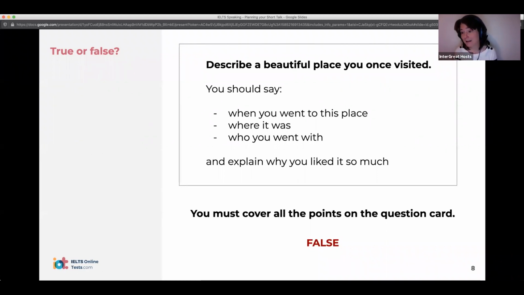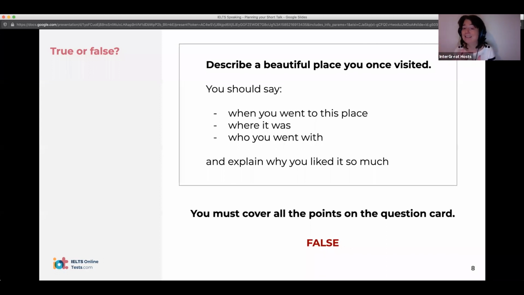And in fact, if you just answer those questions, very likely you're going to run out of things to say after about 30-40 seconds. So it doesn't really matter about the bullet points, as long as you're answering the question, as long as you're starting with a beautiful place that you visited, you don't need to worry too much about the detail. You can go off and talk about what you want to talk about, okay?